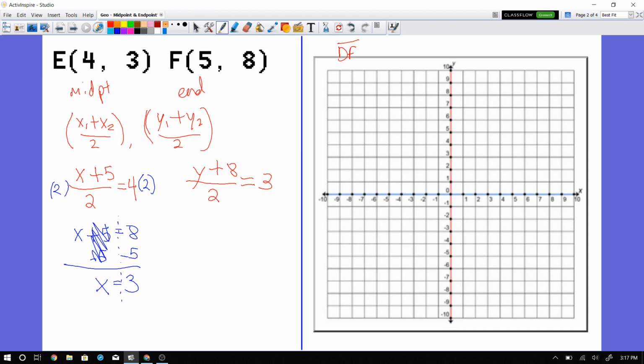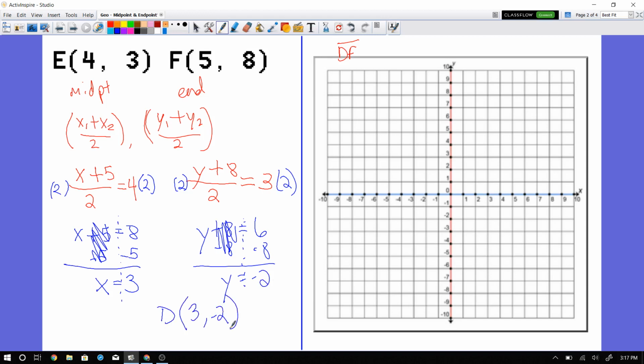Let's see what it is for y. Look, multiplying both sides by 2 again. Get rid of that dividing by 2. Then that is going to leave us with y plus 8 equals 6. Subtract both sides by 8. That goes to 0. Y equals negative 2. So D is 3, negative 2.